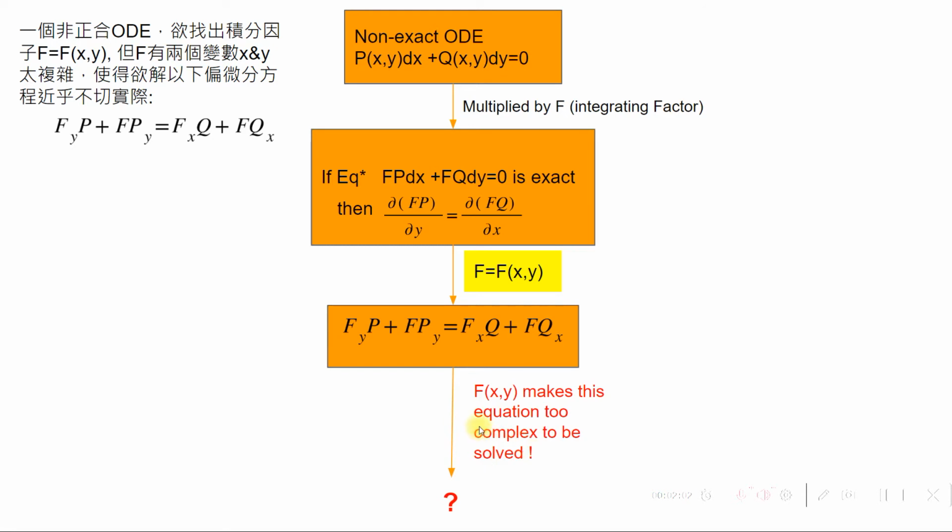So what should we do? In a subsequent slide, we will assume the f function as either f of x or f of y to simplify this ODE in order to find the integrating factor more easily.